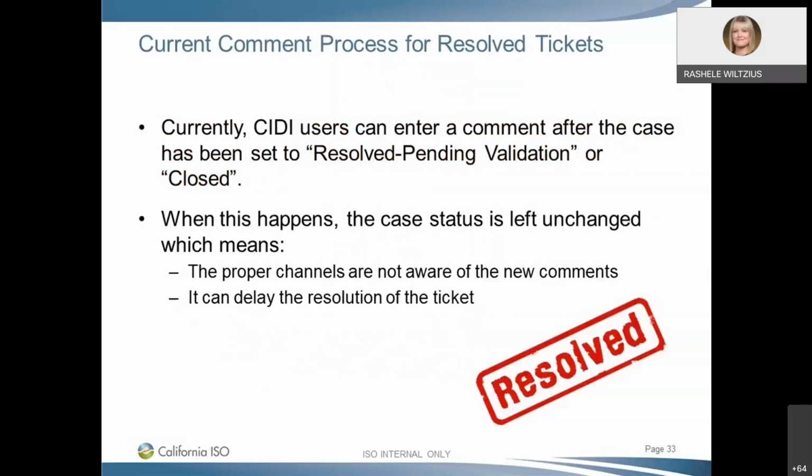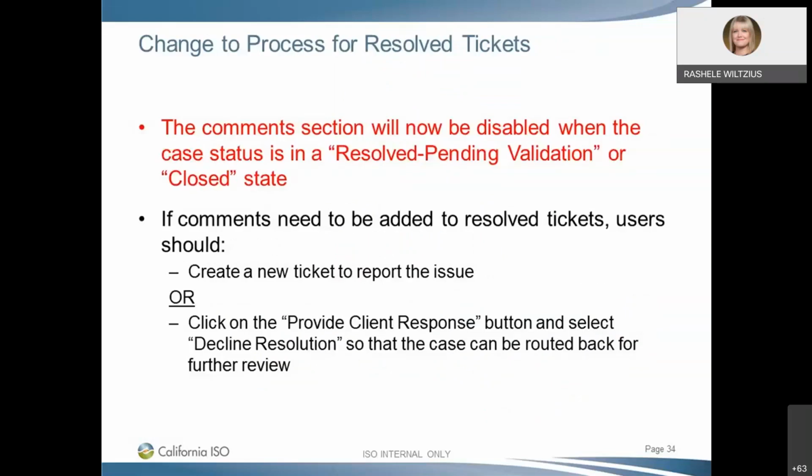And the reason is because once the ticket is closed, I want you to think of it as that ticket has removed itself from the workflow process. So if you add a comment, that comment doesn't go back to the ISO, which means we don't know that you've added it and we're not aware of it. So we have to add a comment to a ticket that is still in that workflow process. So your two options here are create a new ticket so it can go through the workflow process, or essentially the second bullet point here, reopen the ticket, right?